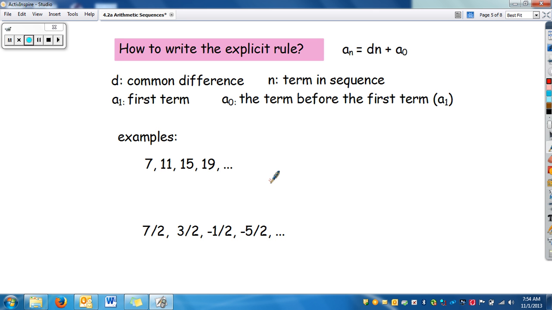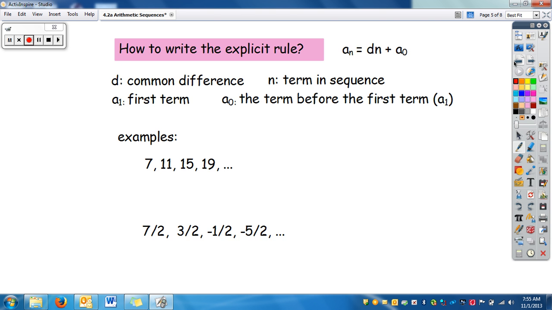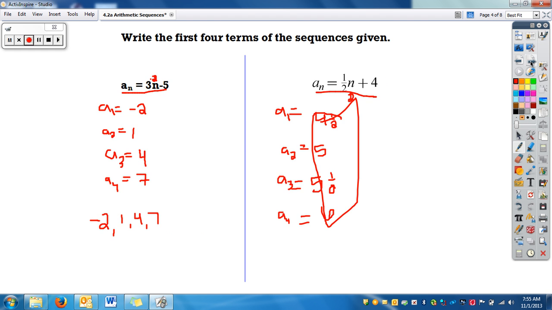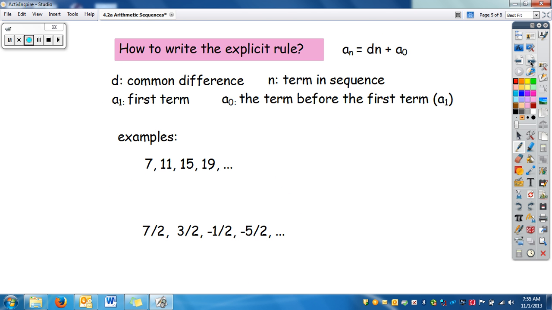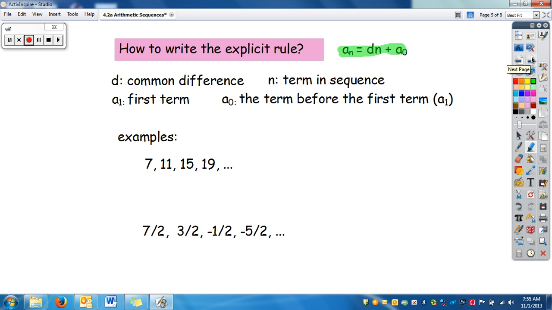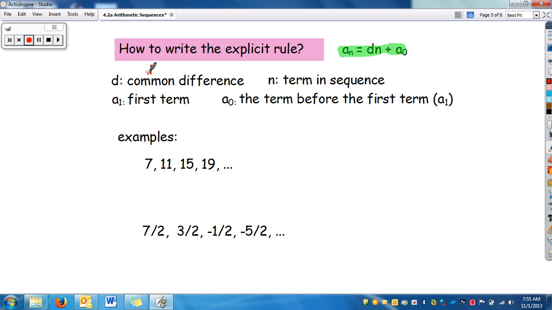Alright, so how do you actually write these rules that you're seeing? So back here again, these are both explicit rules, just kind of an equation to figure out the terms. So how do you actually do it? Well, up in the right hand corner, this is very important to note. I'm going to highlight it. a sub n equals dn plus a sub 0. So what does this all mean? Well, d is the common difference. What do you add or subtract with each term? n is the number term in the sequence, so that's what we plug in. And n we don't change, it's just going to stay there. So we really need to figure out what d is.